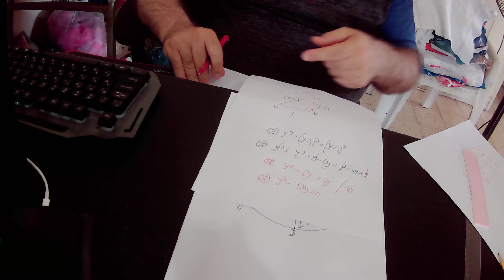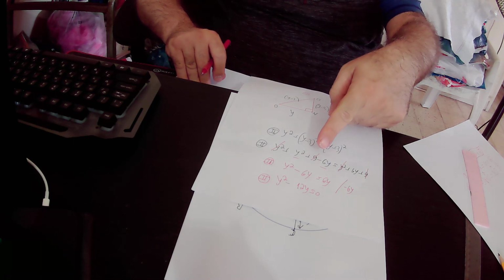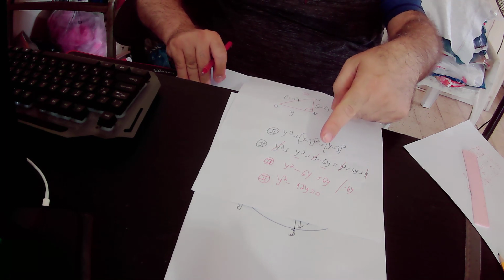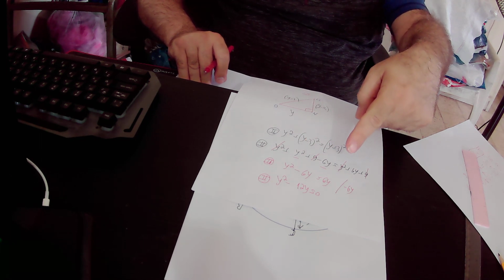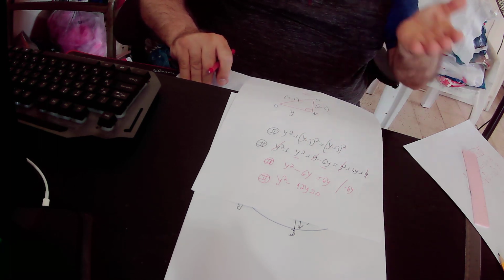So y square minus 6y equals to y square minus 12y, and 6y minus 6y equals to 0.